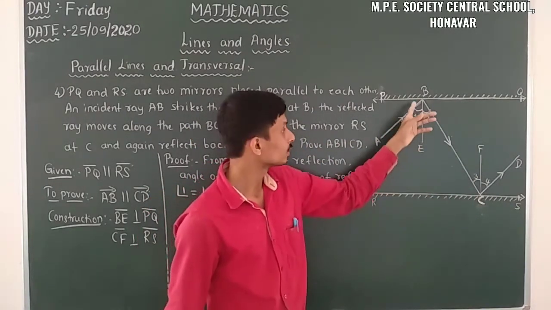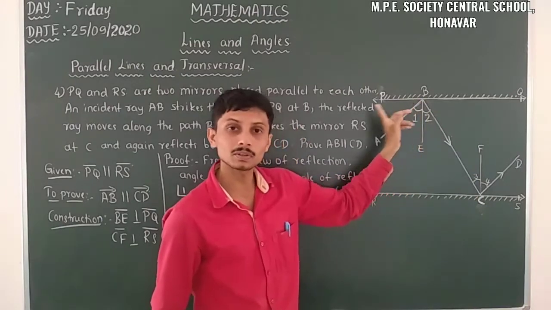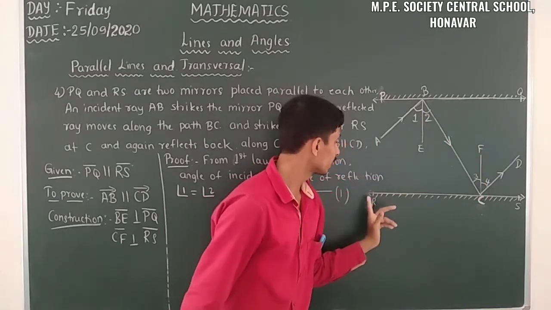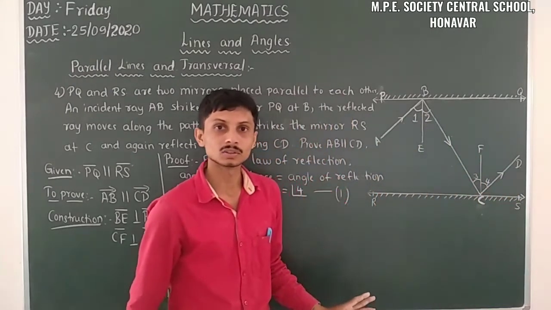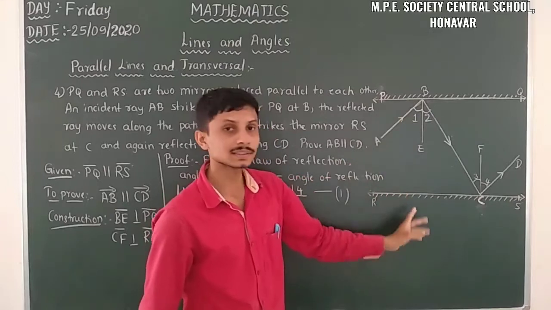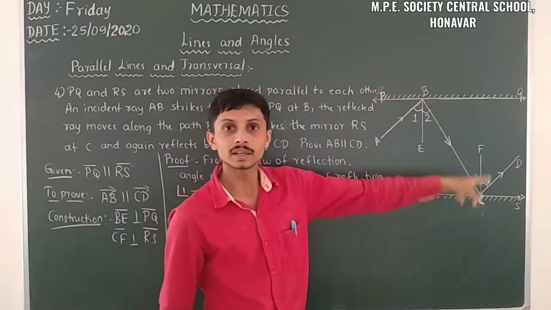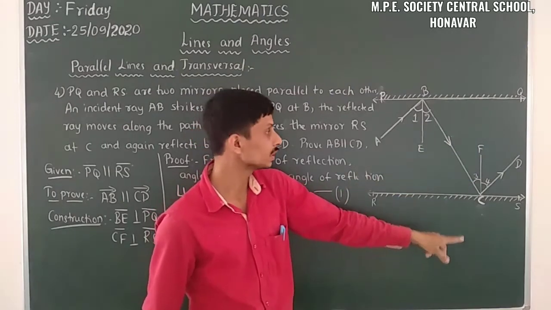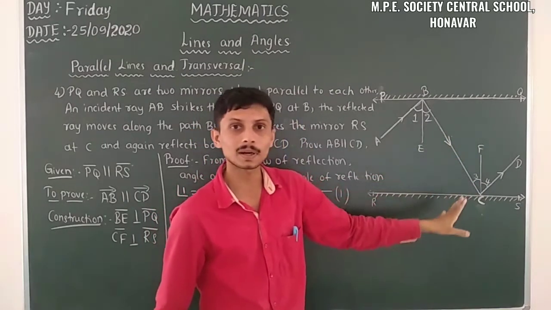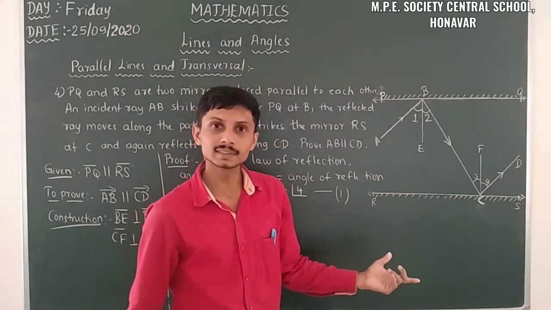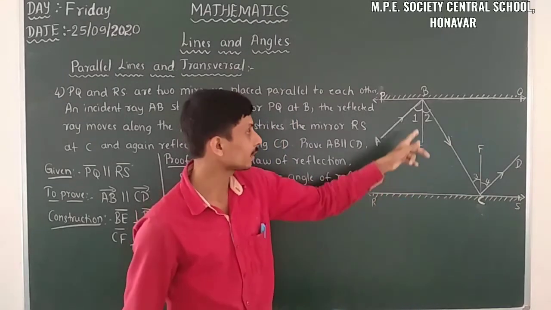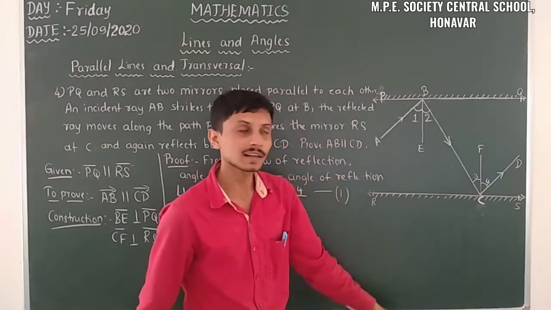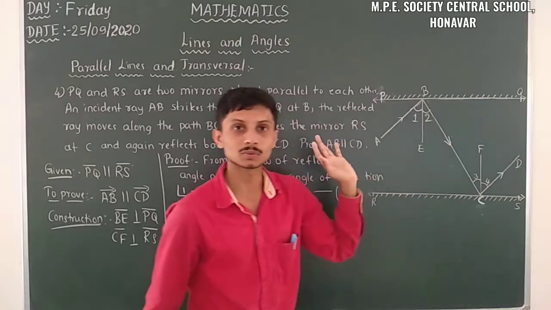That means BE is perpendicular to the PQ mirror, and CF is perpendicular to RS. Since PQ and RS are parallel and these are the perpendicular lines, BE and CF are parallel lines. So those two are parallel. That's why I will take BE and CF as parallel lines. Consider BC as the transversal.